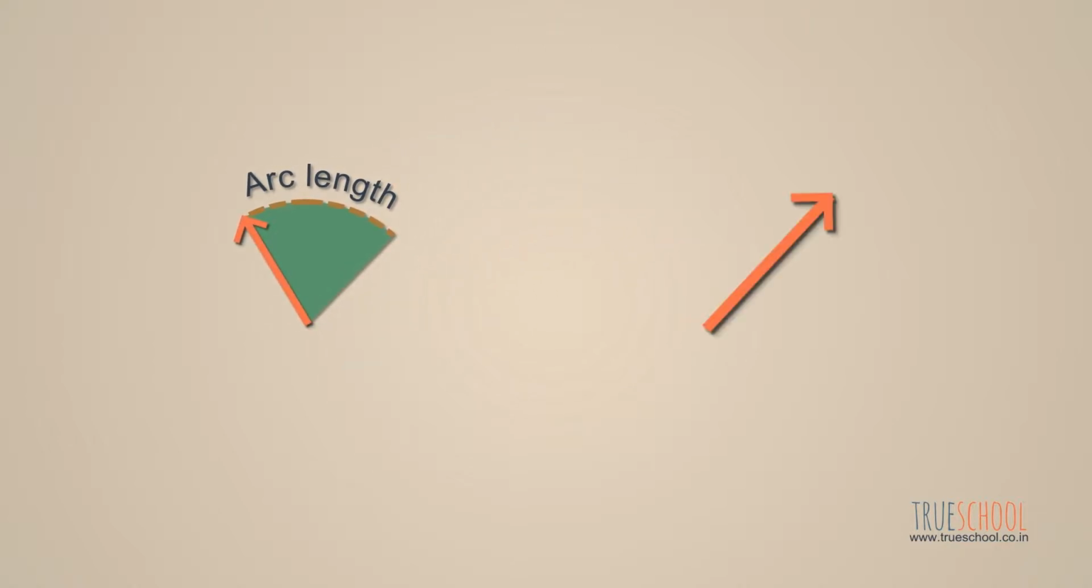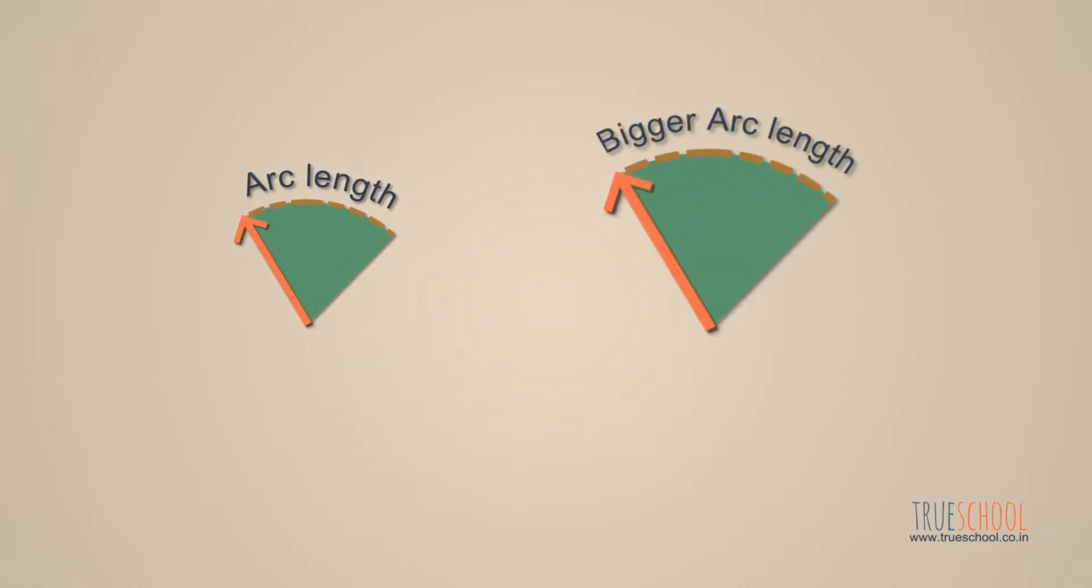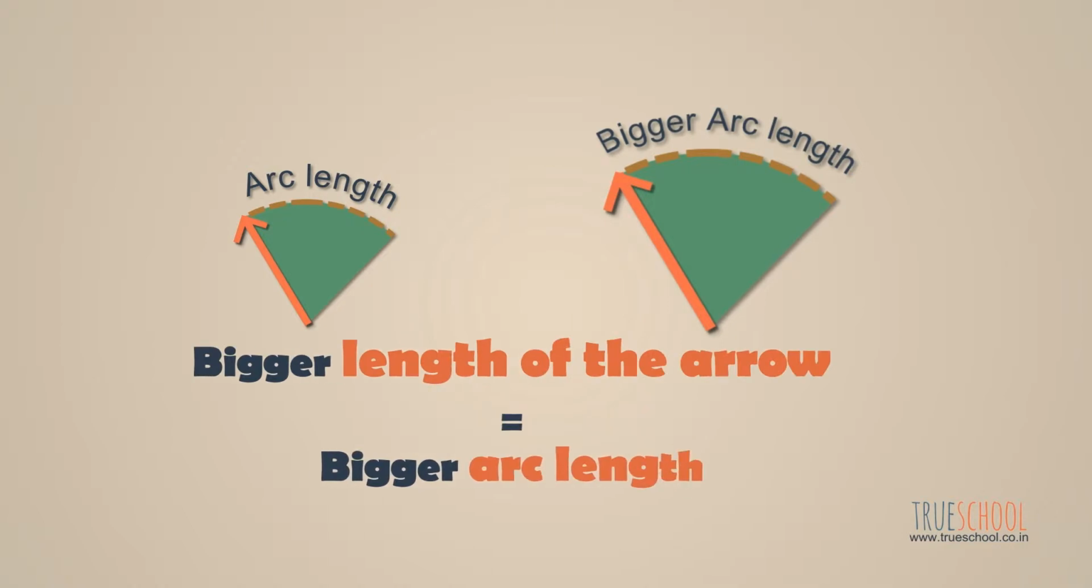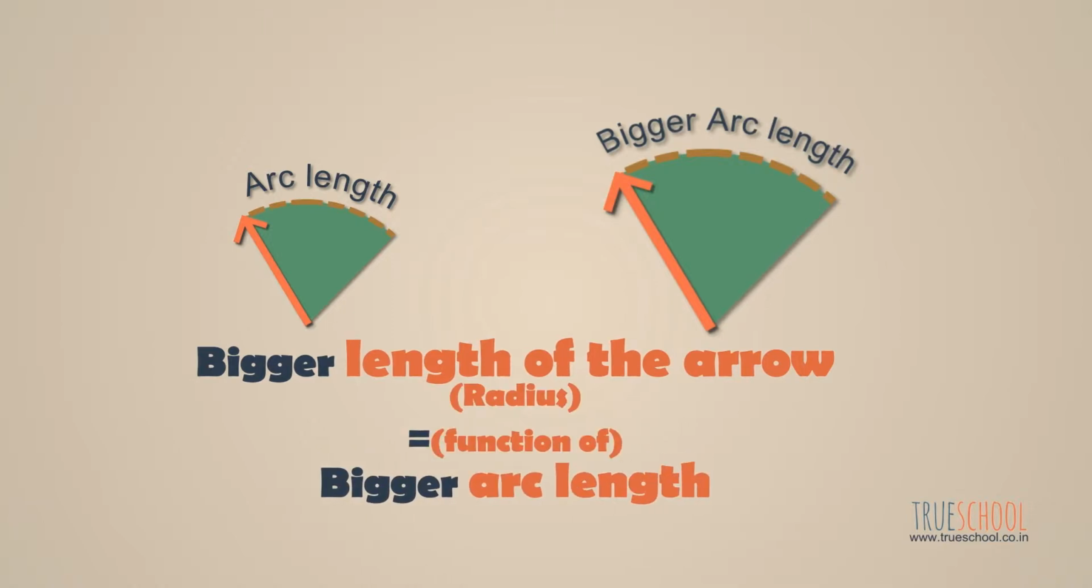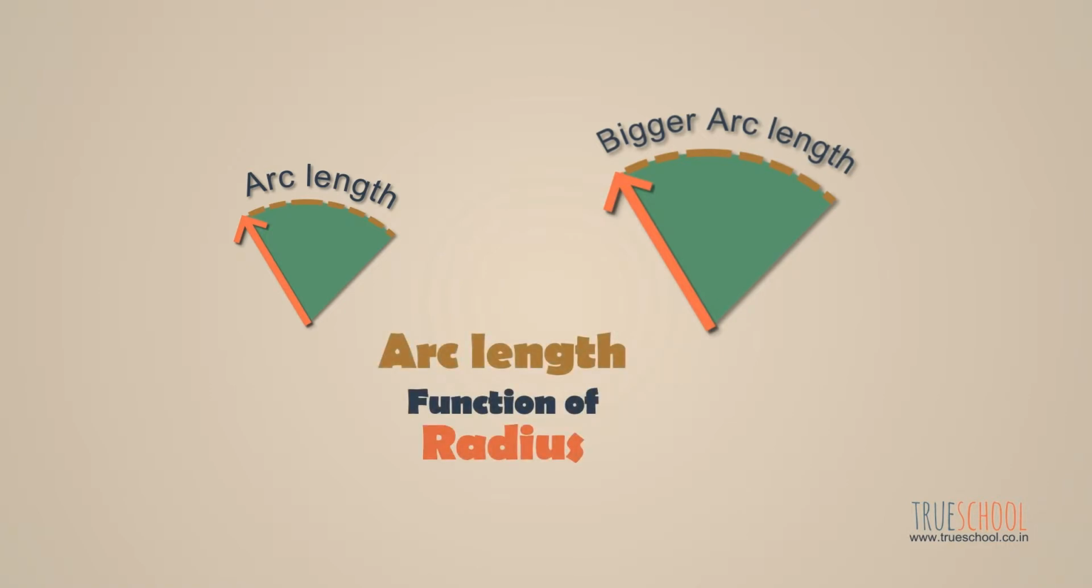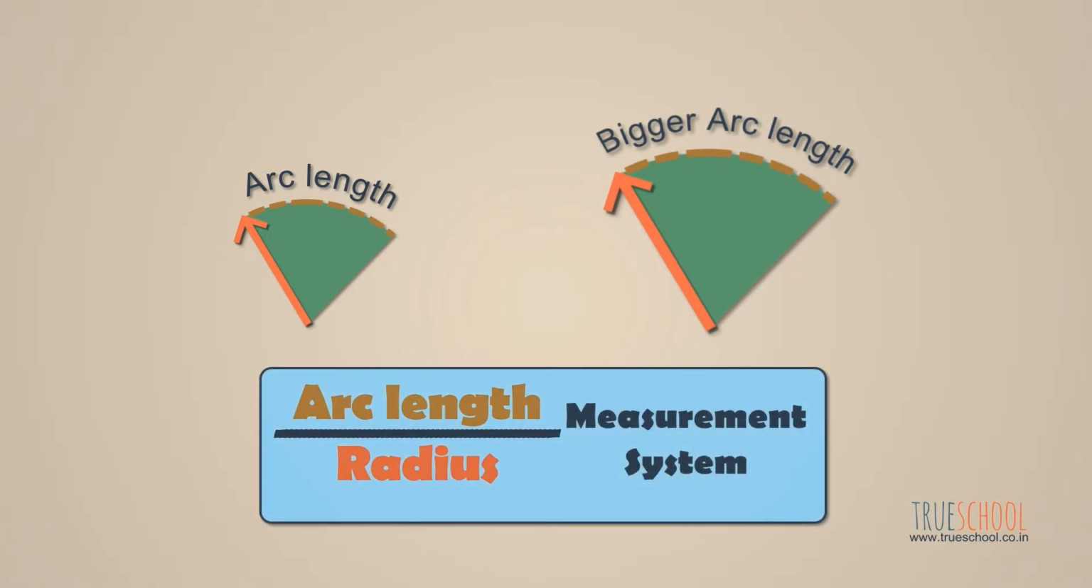It was the first idea, but then it was found that this arc length depended on the length of the arrow, or how far the point is from the center. You mean the radius? Yes, arc length is proportional to the radius. So why don't we take the ratio of arc length by radius? That can be a measuring system.